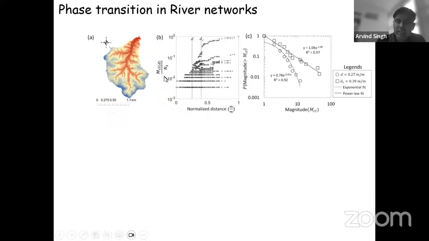So we analyze the magnitude of clusters as a function of distance, and what we observe is that the distribution changes shape as a function of distance. In fact, the distribution at a given distance d is exponential, and it changes to a power law. And this is a signature of critical phenomena, or so-called phase transition.